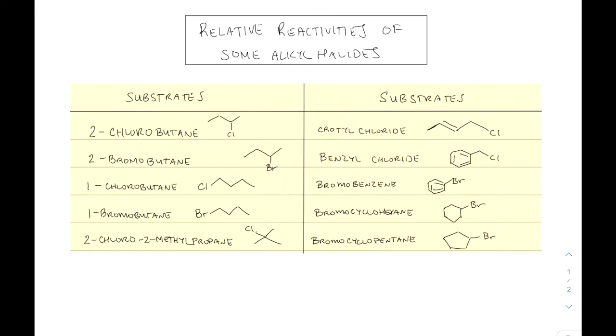All right, so the relative reactivities of some alkyl halides. These are the 10 substrates in order, going from top to bottom on the left, and then going from top to bottom on the right. So 2-chlorobutane, there's a structure. 2-bromobutane, there's a structure. 1-chloro and 1-bromobutane, the structure's right there. 2-chloro-2-methylpropane, aka t-butyl chloride.